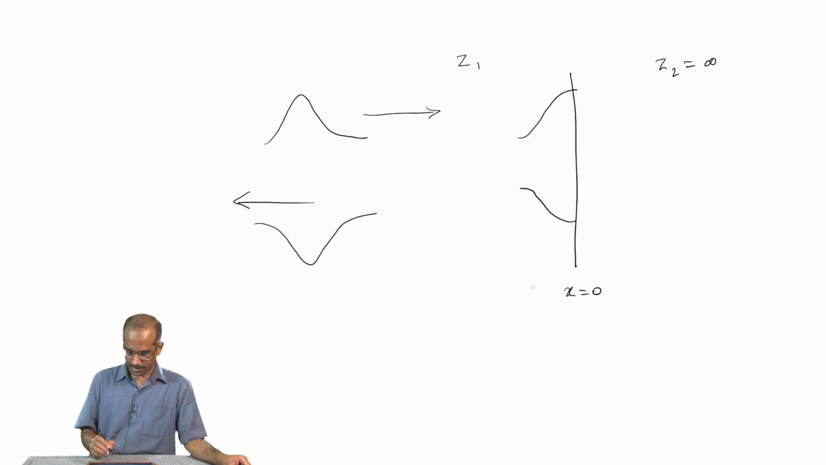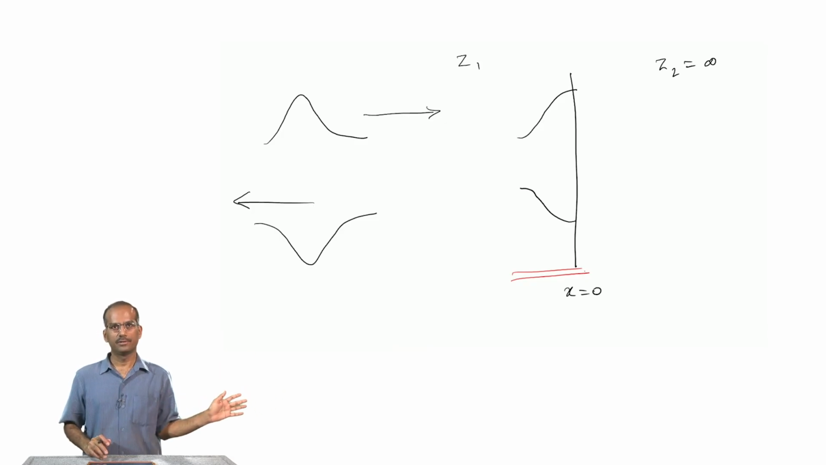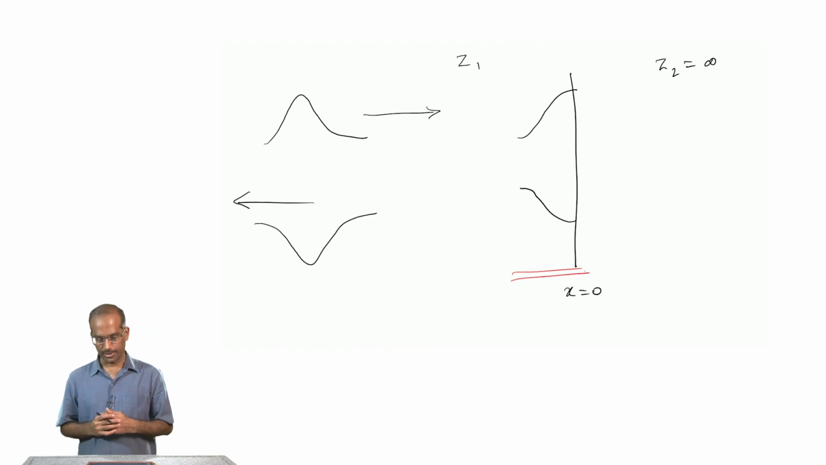So, what I have drawn here is what happens when it interacts with the boundary, and long after all this has happened, you will notice that there is only one outgoing wave, which is exactly like the incoming wave, but the sign of amplitude has changed. So, that is what happens if Z2 is infinity.